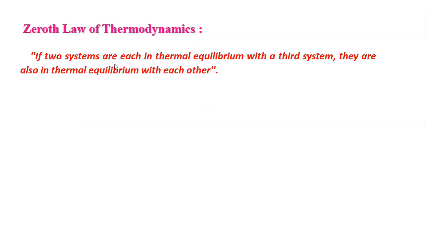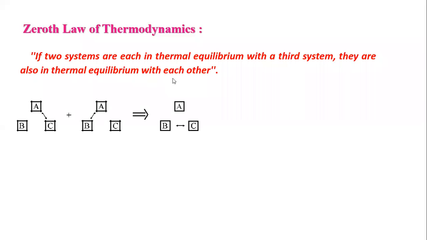Now, the next article is the zeroth law of thermodynamics. If two systems are each in thermal equilibrium with a third system, they are also in thermal equilibrium with each other. Now let me explain this statement with the help of one diagram. You can see this first diagram here. Here you can see bodies A and C. These two bodies are in thermal equilibrium with each other. At the same time, you can see body A and B are also in thermal equilibrium.